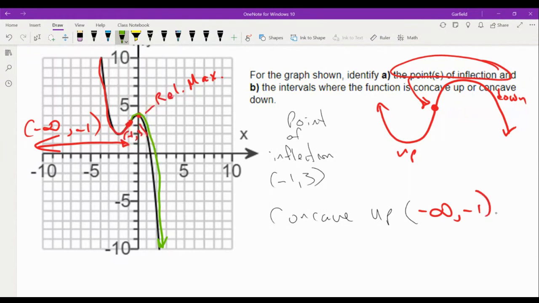Now the concave down would be from this region. What are the x values there? Negative 1 to infinity. I agree.